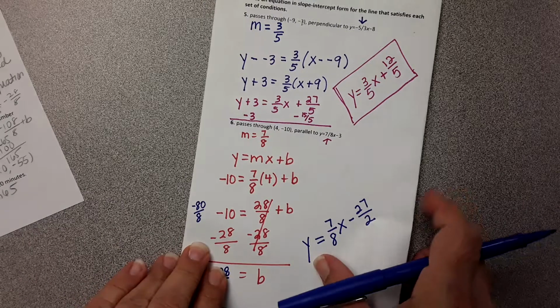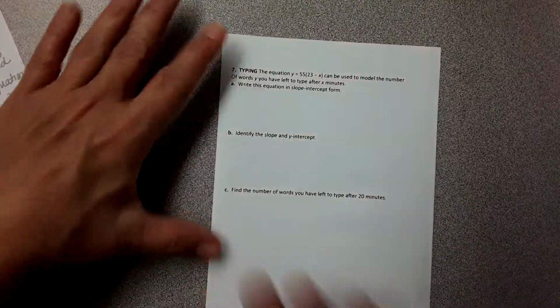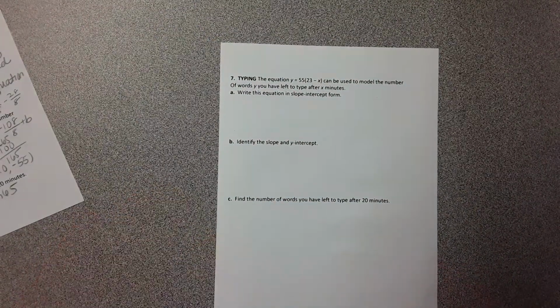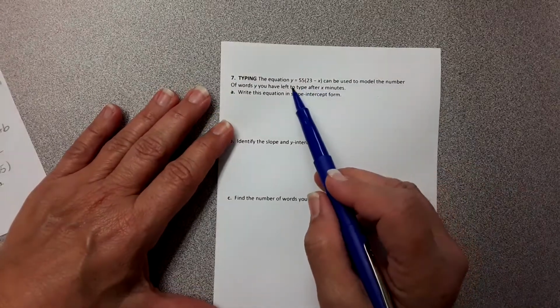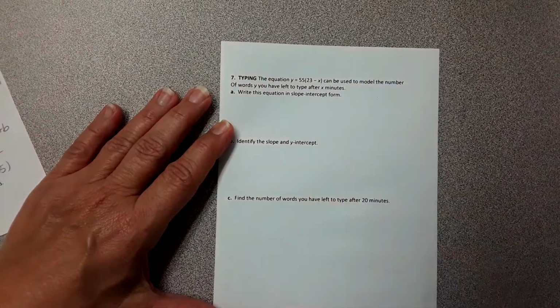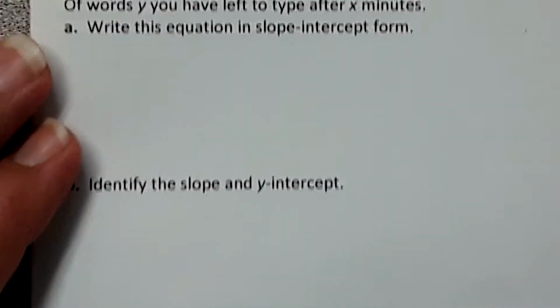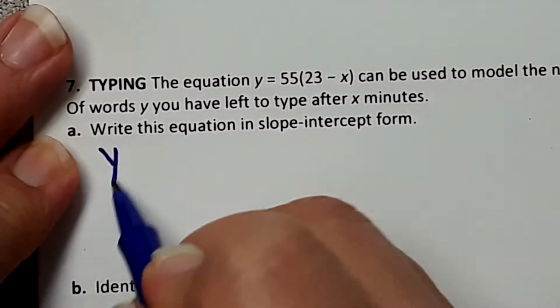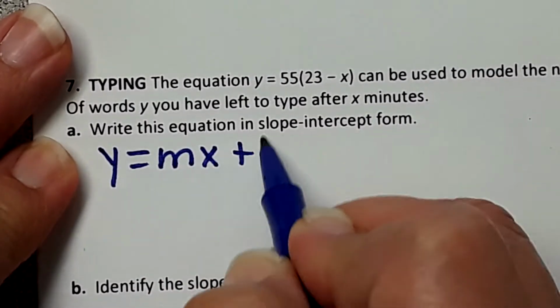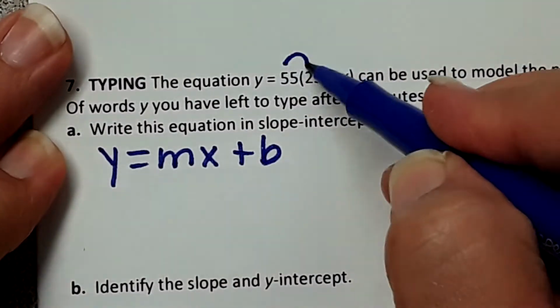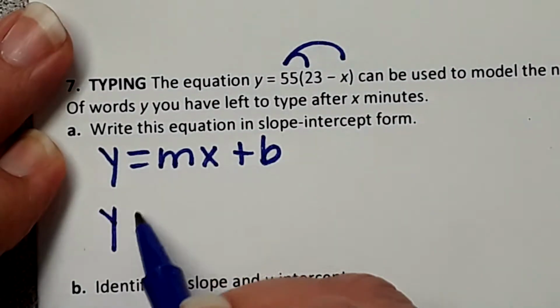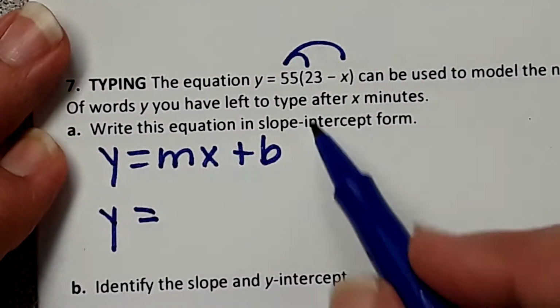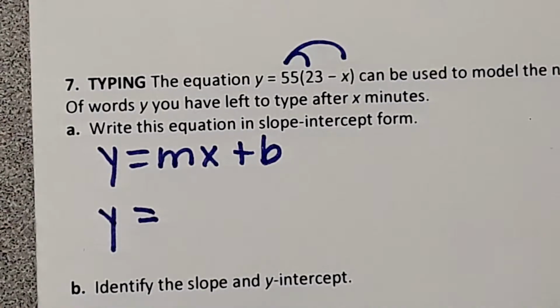Okay, so the last one we're going to do is number 7. The first question is, write this equation in slope-intercept form. I know what you're thinking. It kind of looks like it's in slope-intercept form, but it's not, because slope-intercept form would be y equals mx plus b. So what we need to do is distribute.